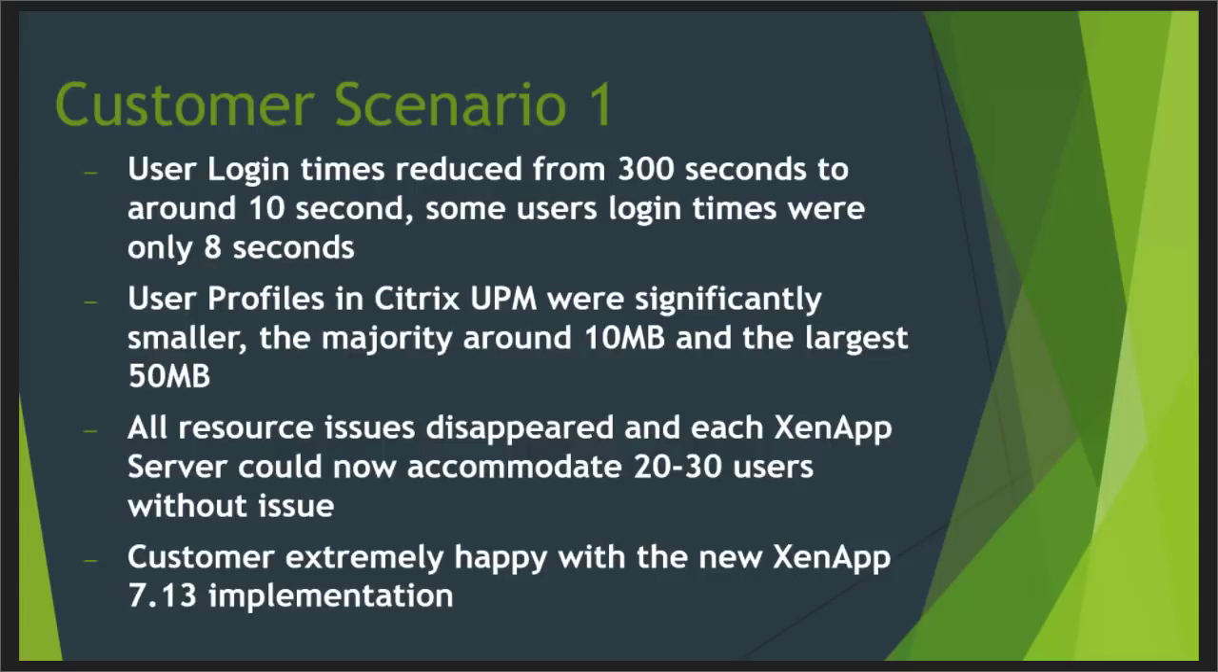Adding all the exclusions as per best practice really helped with the user profiles not capturing more data than was required. There were no more resource issues like on XenApp 6.5, and the new XenApp 7.13 servers were accommodating 20 to 30 users rather than just 8 to 10 users, meaning less resources being used and less servers to manage, which was made even simpler by using machine creation services.